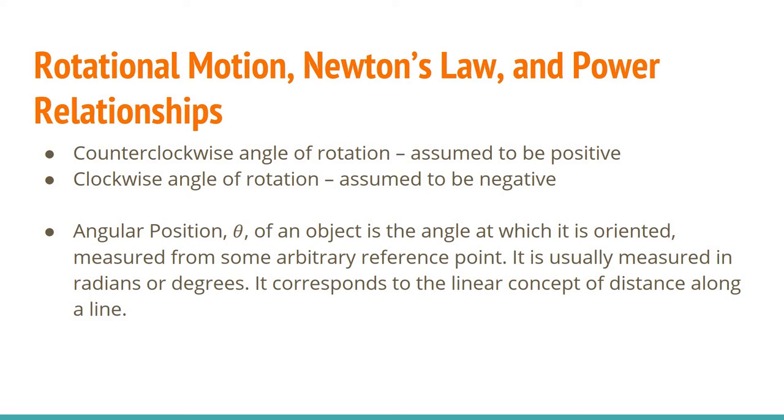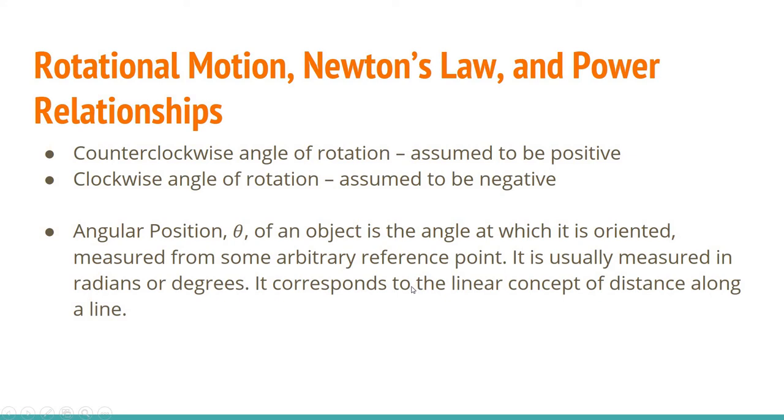So, the angular position of an object is the angle at which it is oriented, measured from some arbitrary reference point. It is usually measured in radians or degrees. It corresponds to the linear concept of distance along a line. If this is asked in the pretest, this is our answer.